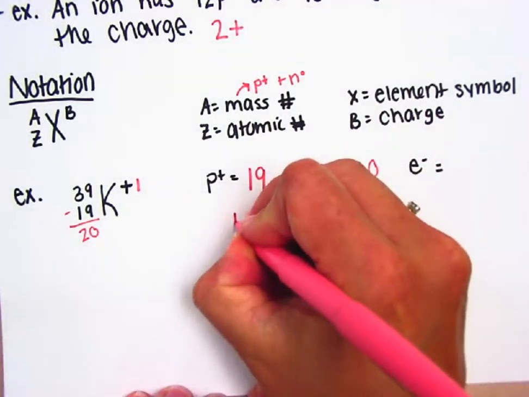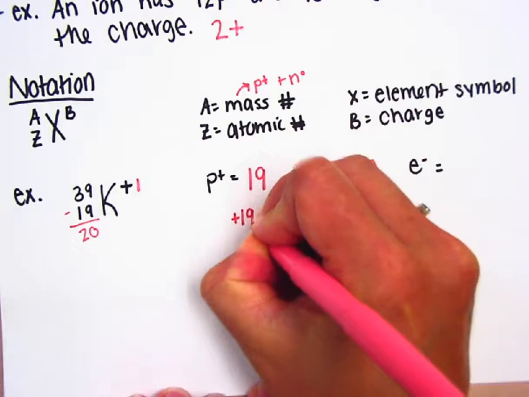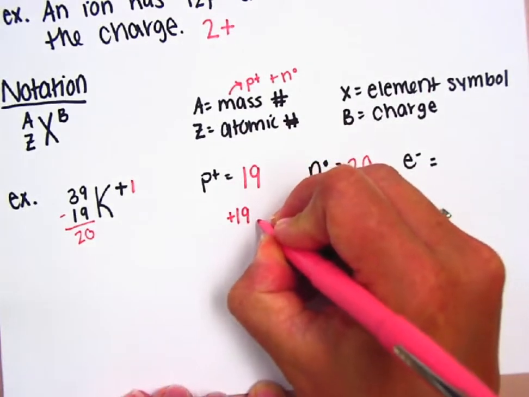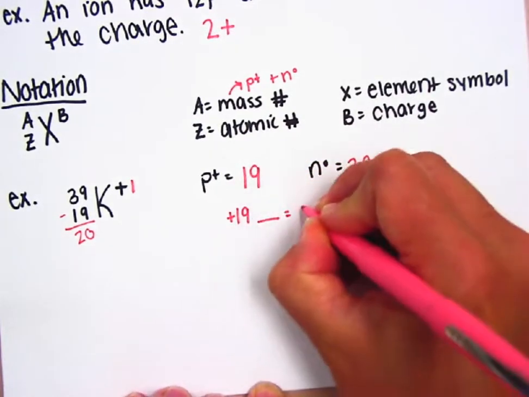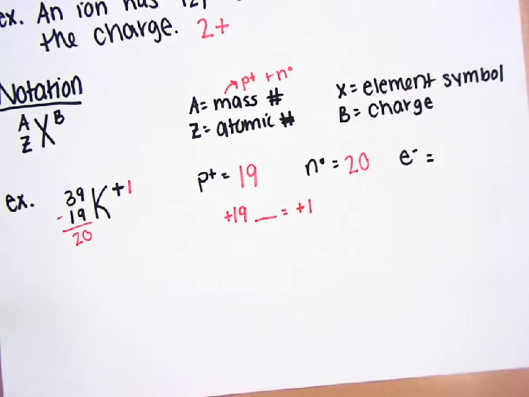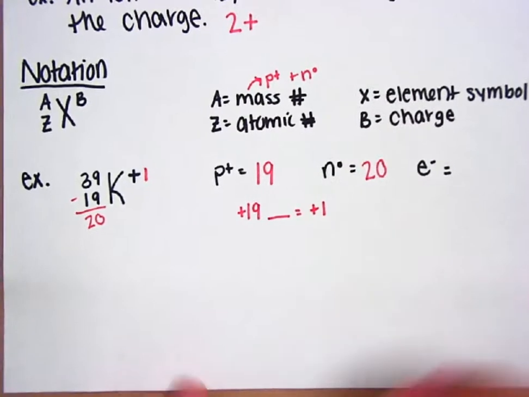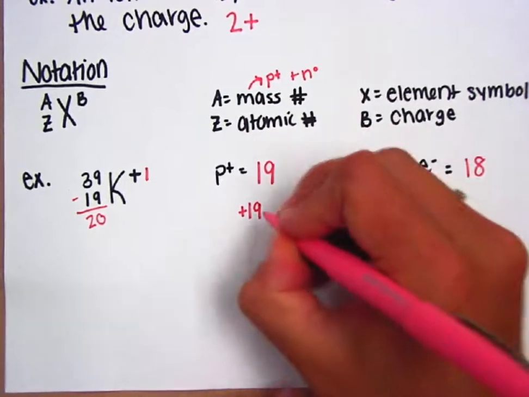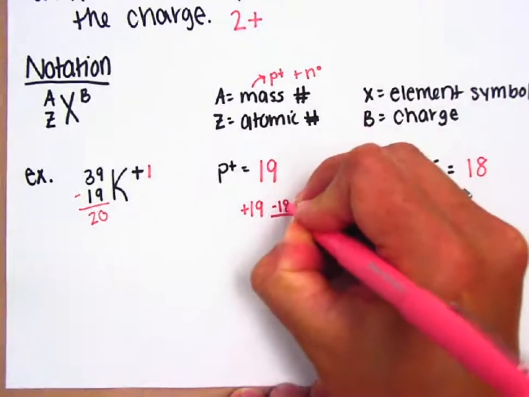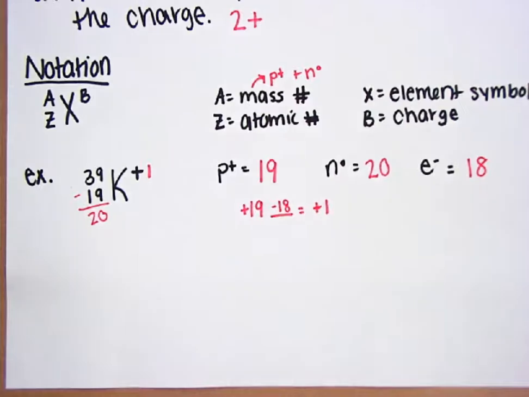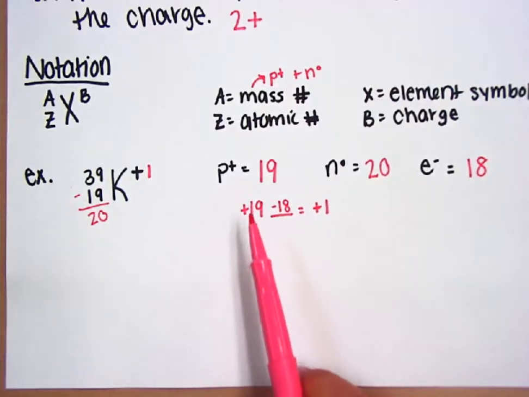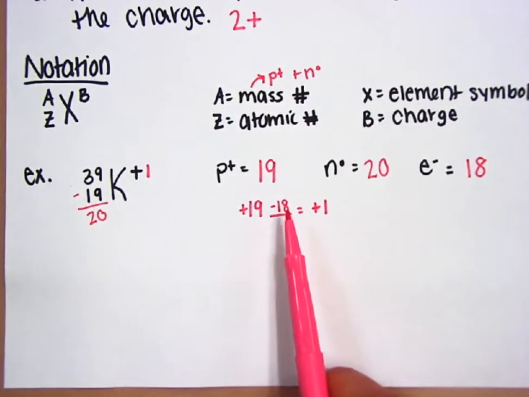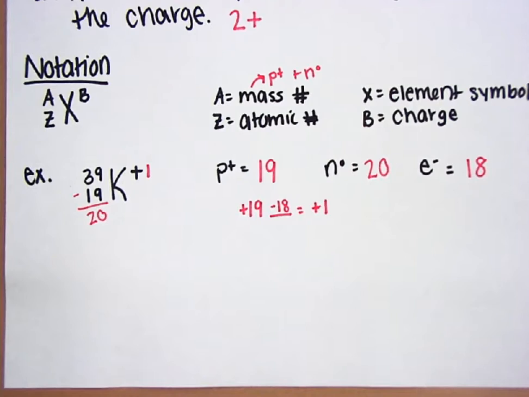So if I have 19 protons and protons are positive, and my charge has to equal +1, how many electrons would we have? 18. Remember, we got 18 because electrons are negative. So if I have 19 positives and only 18 negatives, my charge is going to be +1.